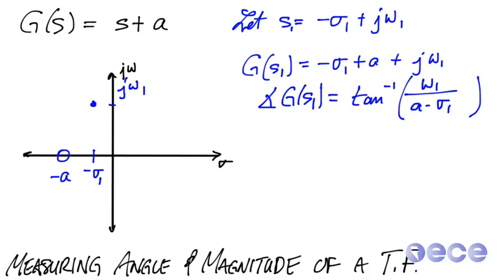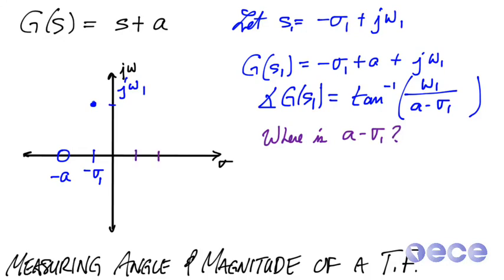And so I can actually, on my pole 0 plot, just plot the value minus sigma 1 plus j omega 1. And so what I'm going to show here is that we can measure the angle of this transfer function to another point by using the 0 instead of by using the origin and actually substituting in the value s1 into the transfer function. So this is the point s1.